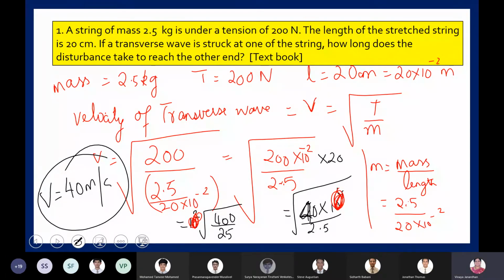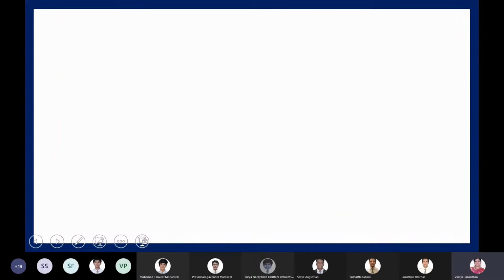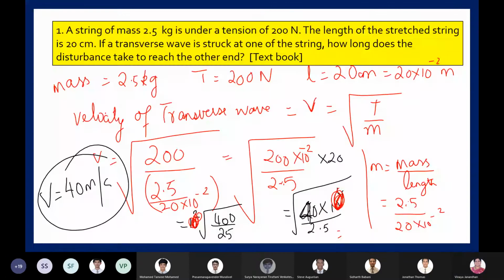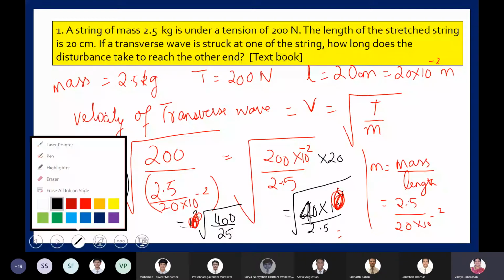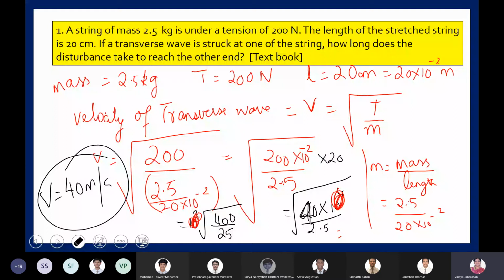See, the denominator goes to the numerator, so 10 to the power of minus 2. So 200, 2 and 2 will get cancelled. So you'll have 40 by 2.5. What is 40 by 2.5? 400 by 25, that is 16. Then the square root of 16 is 4. Yeah, 4 only. The book is showing an error over here. Almost everyone is getting 4.